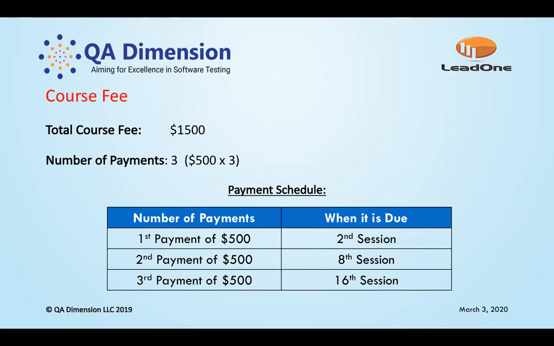Okay. And if you're planning on taking this course, the first payment is due in the second session. So before the second session, you can send me the $500, and then the second payment is due on the 8th session, and the third payment on the 16th session. So as you can see, it's not an upfront fee. You can pay me on an installment basis. Any question on the course fee, or any other question you guys have? No. Okay.